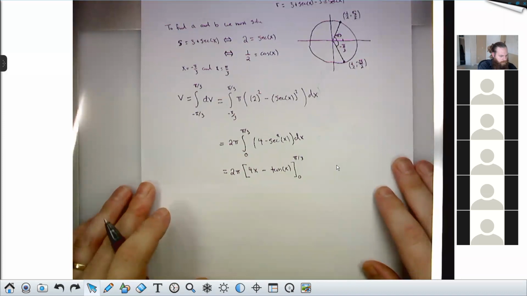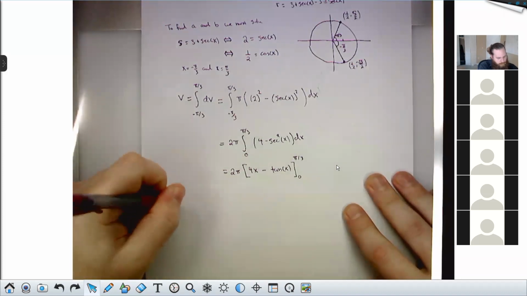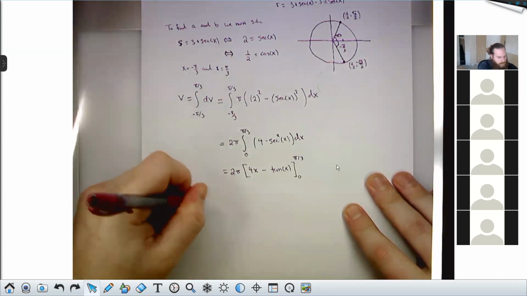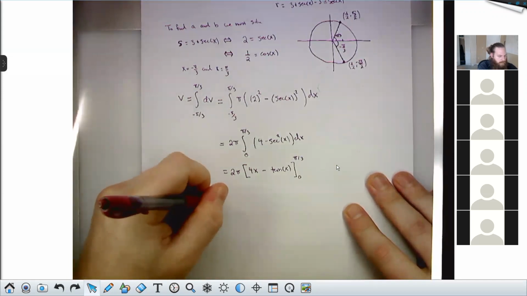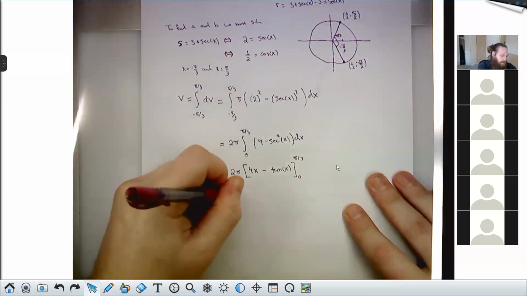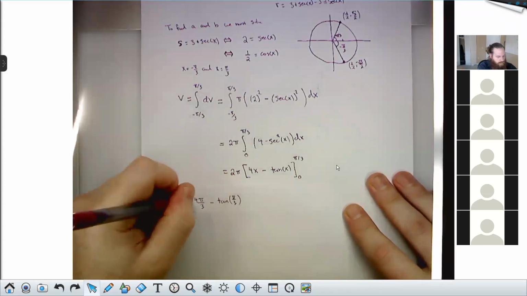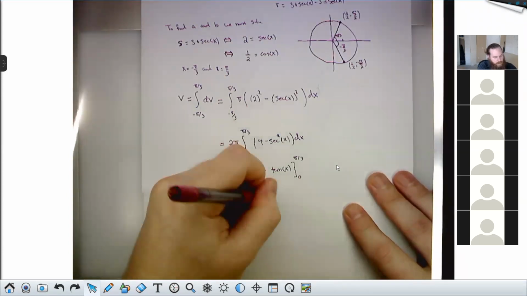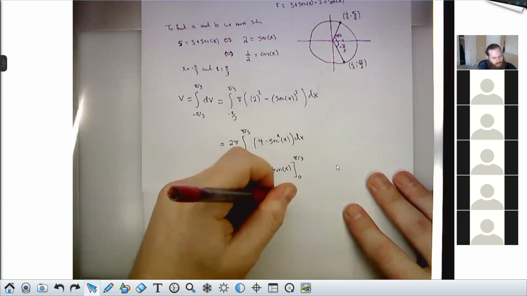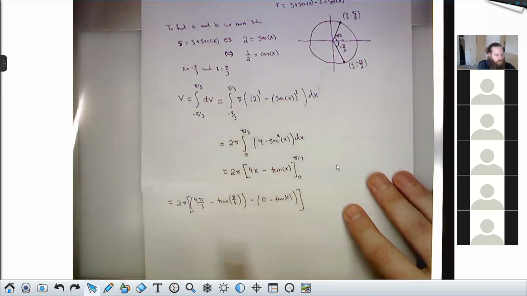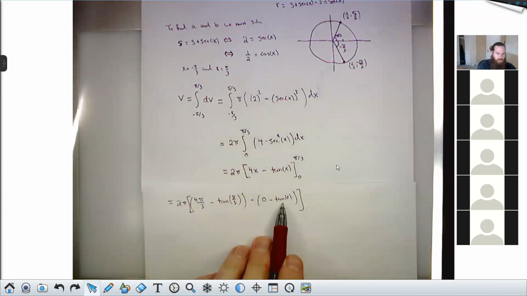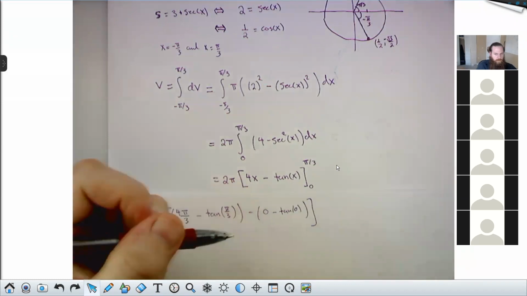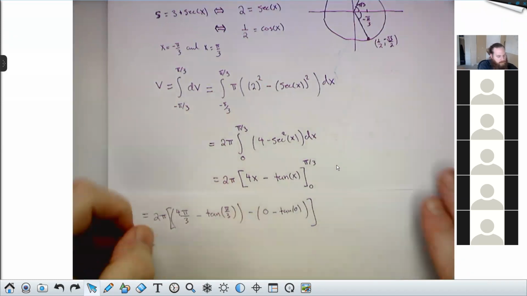At the upper bound, I'll have 4 pi over 3 minus the tangent of pi over 3. And at the lower bound, I'll have 4 times 0 minus the tangent of 0. Just for fun, what is the tangent of 0? 0. Good. All right. So nothing is coming from this lower bound. What is the tangent of pi over 3?